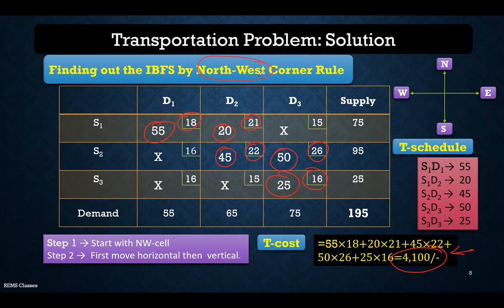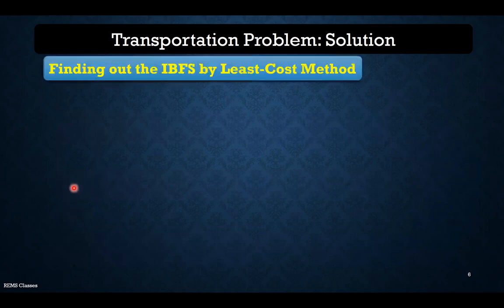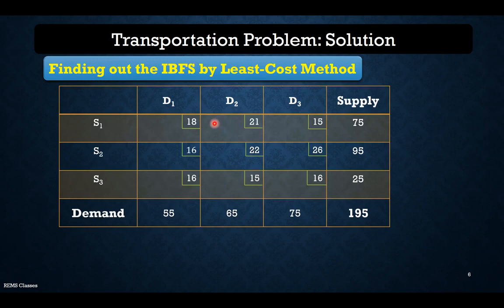The next technique we have is the least cost method. Right now we have used the northwest corner rule. Next we'll solve the same problem by making use of the least cost method.